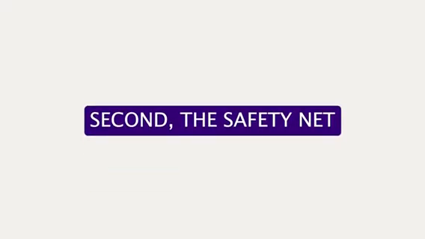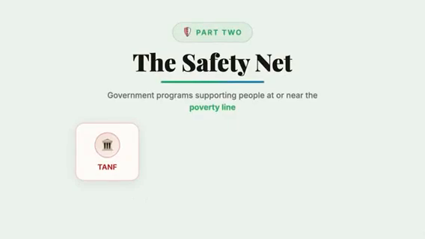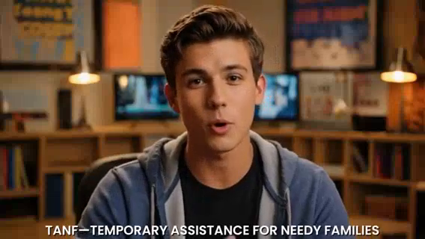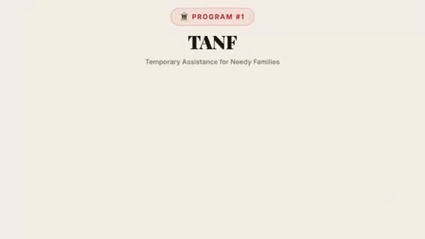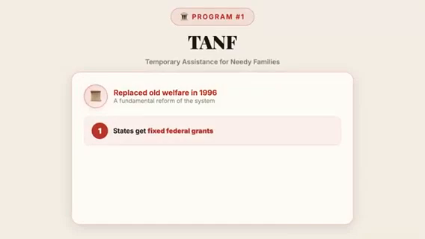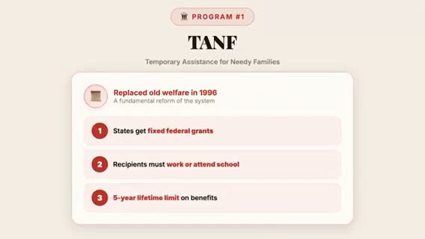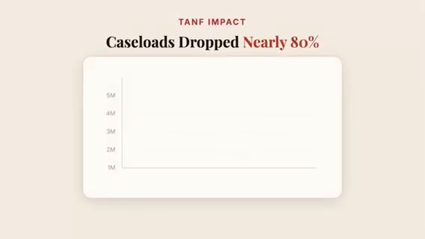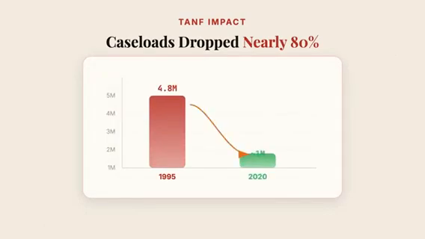Second, the safety net. This is the collection of government programs supporting people at or near the poverty line. 4 deserve special attention. TANF, temporary assistance for needy families, replaced the old welfare system in 1996. States get fixed federal grants, but recipients must work or attend school, and there's a 5-year lifetime limit. Caseloads dropped nearly 80%, from 4.8 million families in 1995 to about 1 million by 2020.